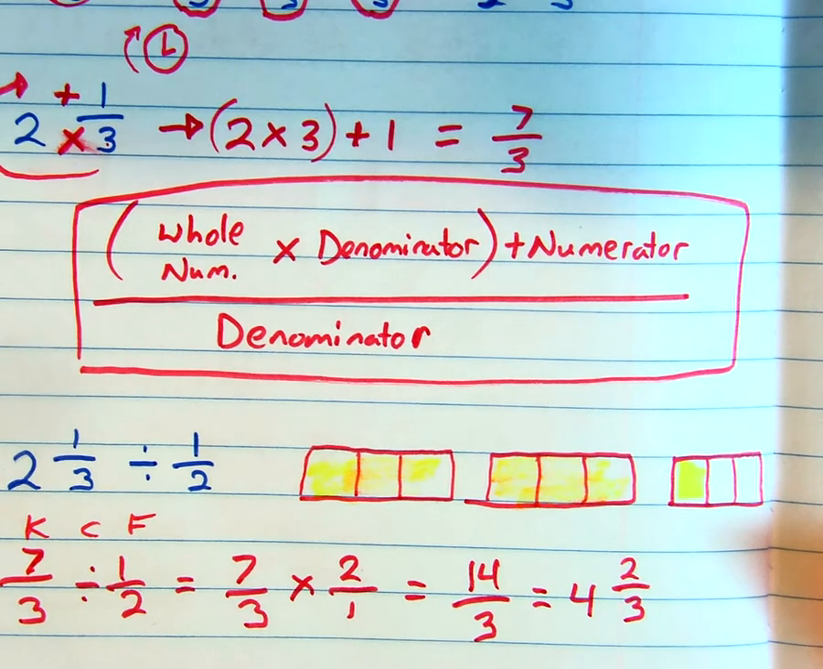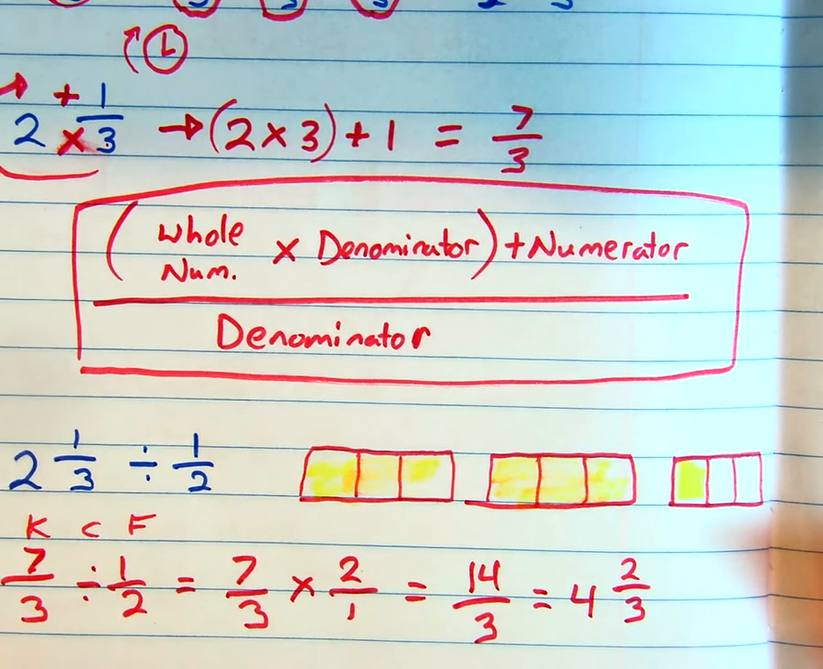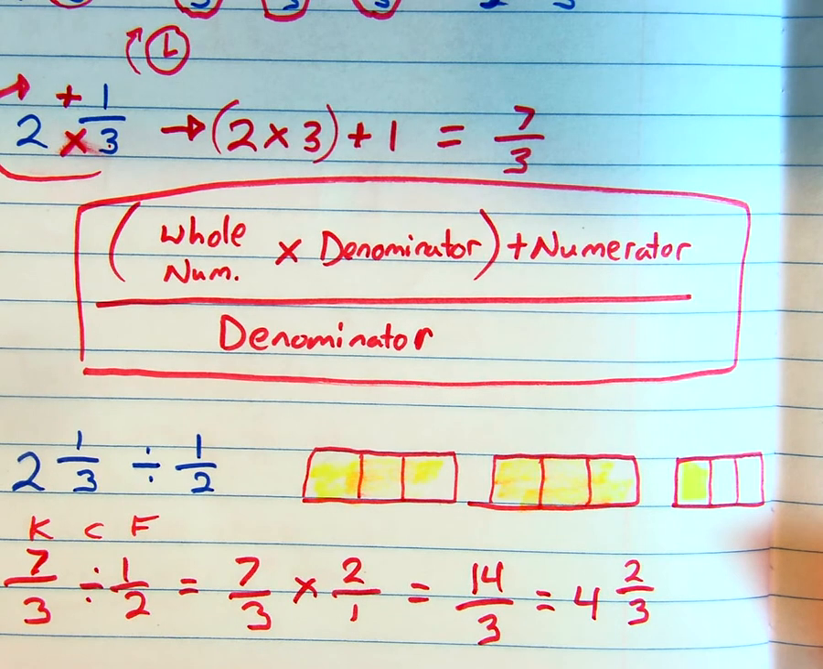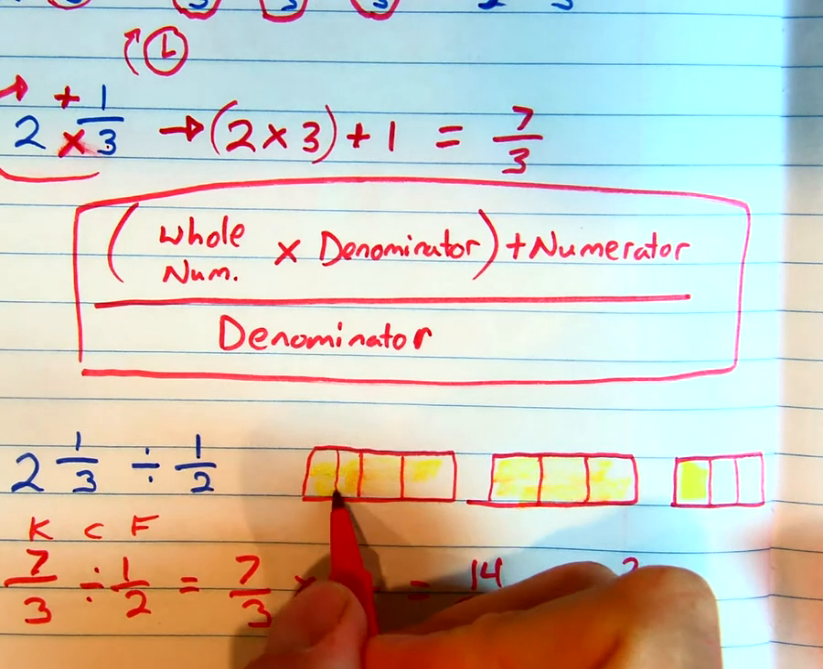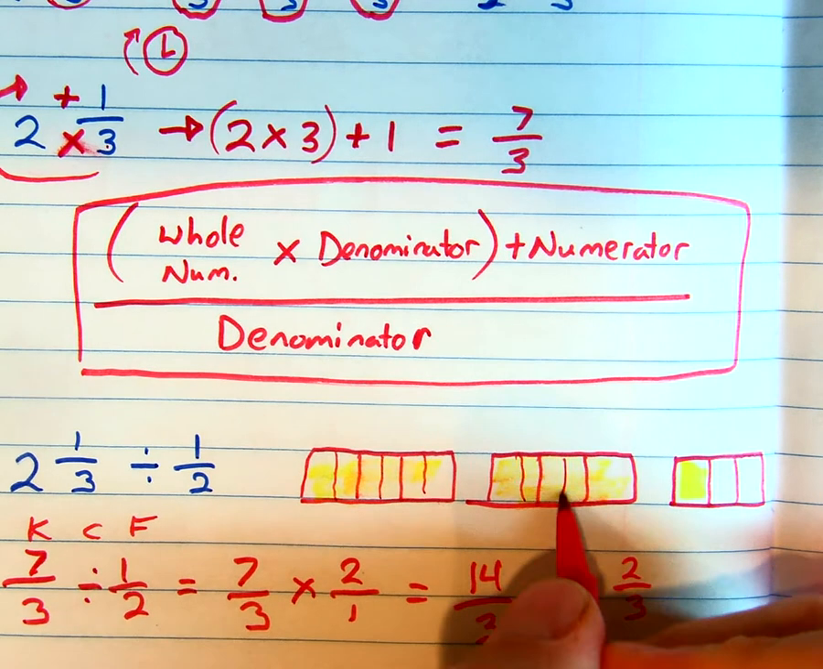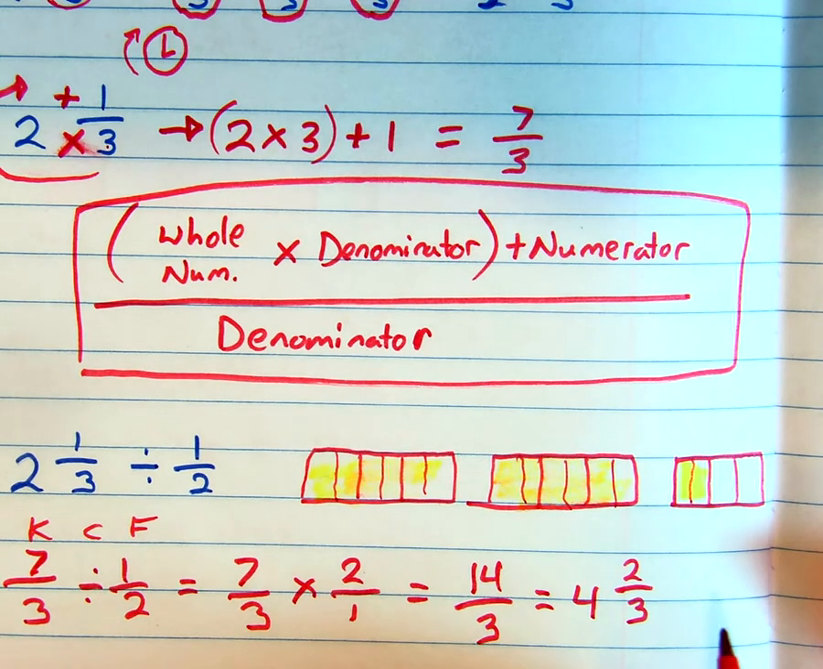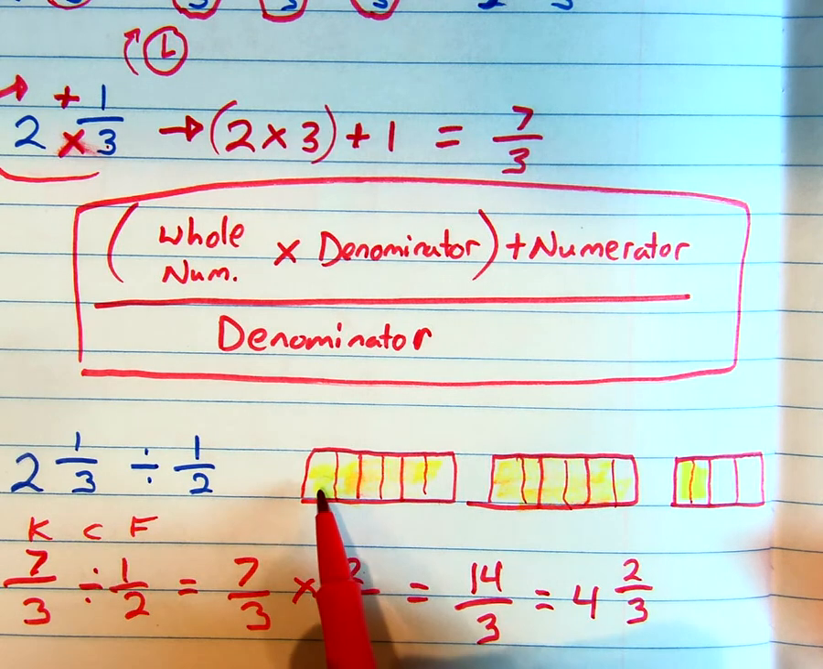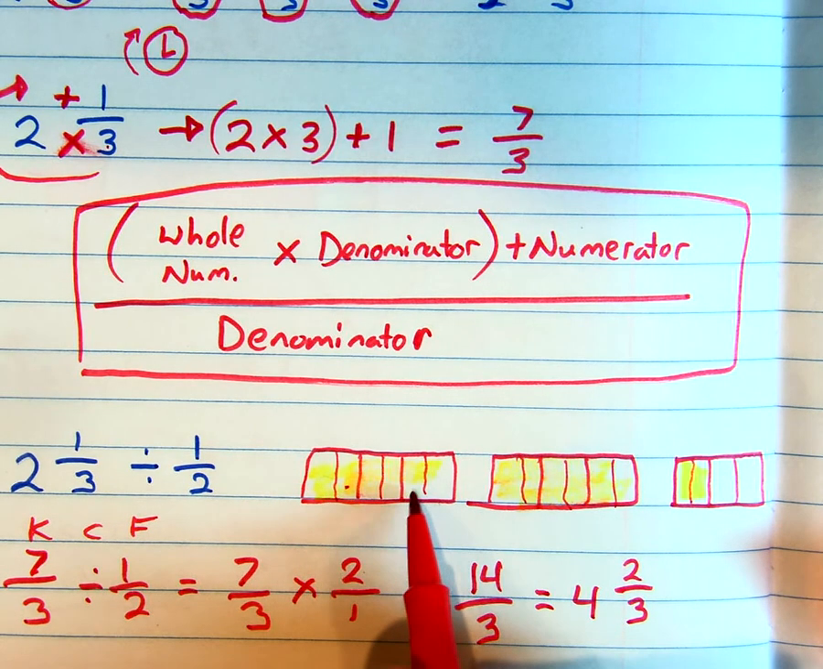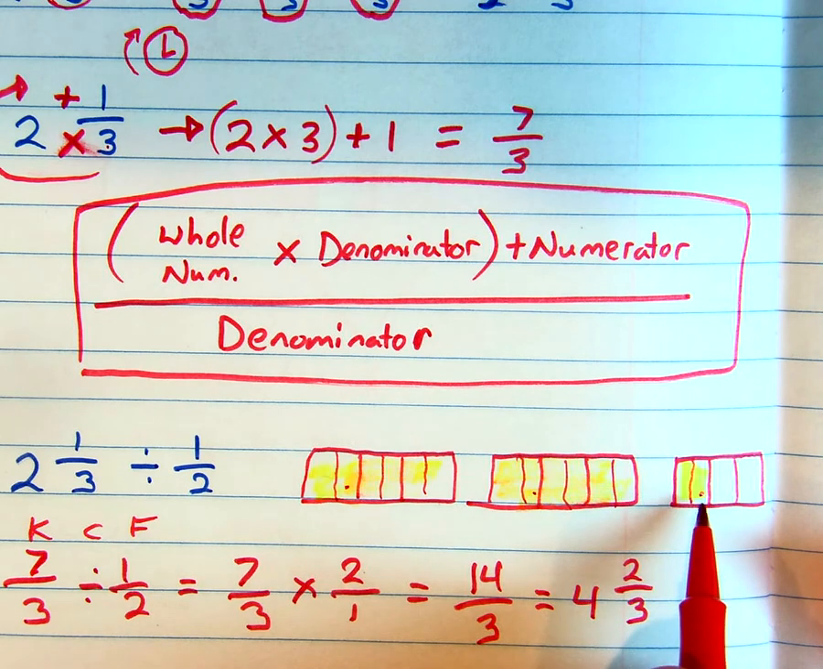What we're saying is, when we divide by half, we're dividing all the pieces by half. So, cut it, cut it, cut it, cut it, cut it, cut it, cut it. So we end up with 1, 2, 3, 4, 5, 6, 7, 8, 9, 10, 11, 12, 13, 14. 14 thirds. So this is visually what's happening.